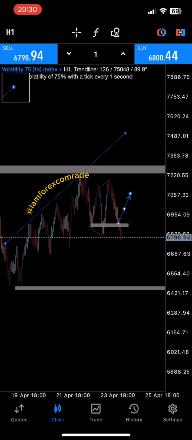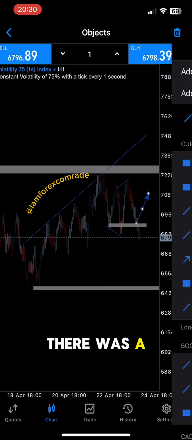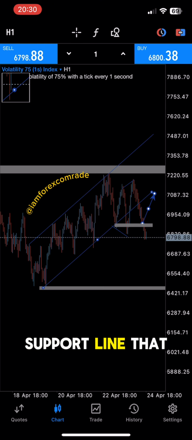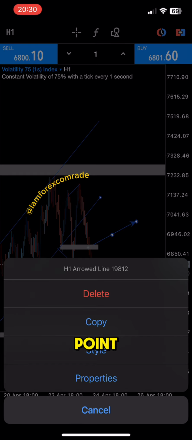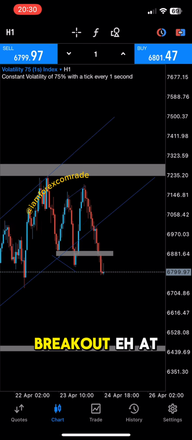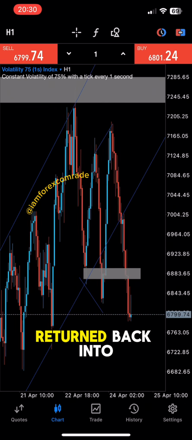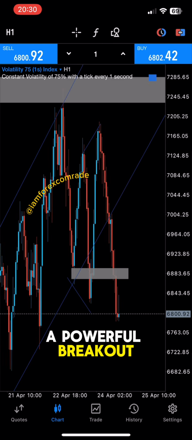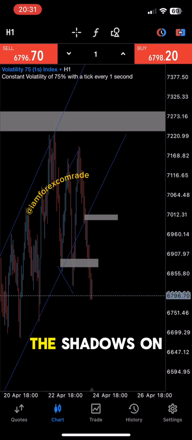Anyway, let's analyze this. As you can see, there was a resistance line that I've already drawn, and also a support line that I'm drawing right now. So this marks a rising wedge. At this point, the rising wedge was broken to the downside. There was a breakout at first, which was a false breakout, and the market returned back into the trend, and then now it came with a powerful breakout and even did a little bit of a retest at the point where I'm putting the shadow zone.